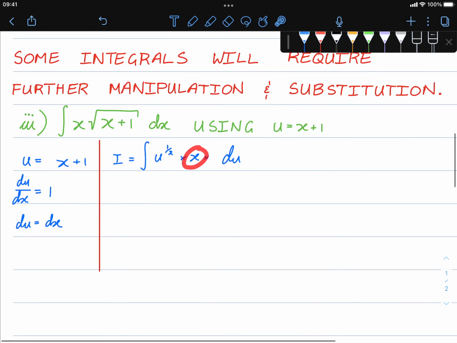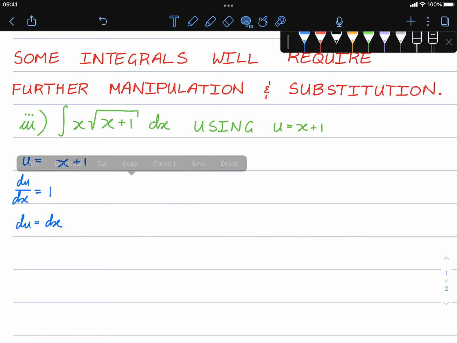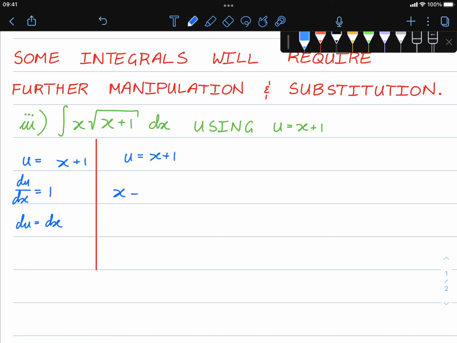So what we end up having to do is a bit more on top of what we just did previously. We actually have to take our original expression and manipulate it so it becomes x is equal to something. So x is equal to u minus 1. So we're actually going to also use this substitution. Now take a look at our integral.